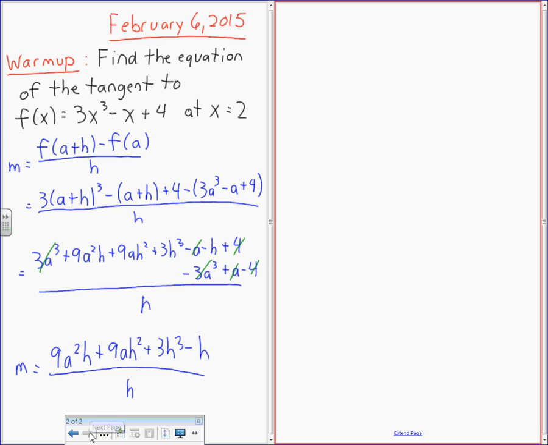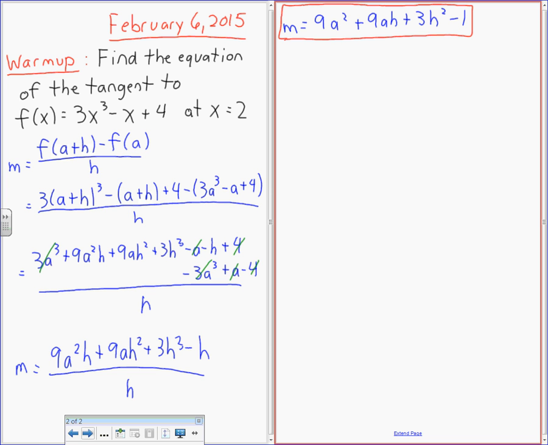All right, so this goes into m equals 9a squared plus 9ah plus 3h squared minus 1. There's your slope. Now, that is just algebra. That's all we've done the last 2 days. So I'm hoping that wasn't the difficult part.